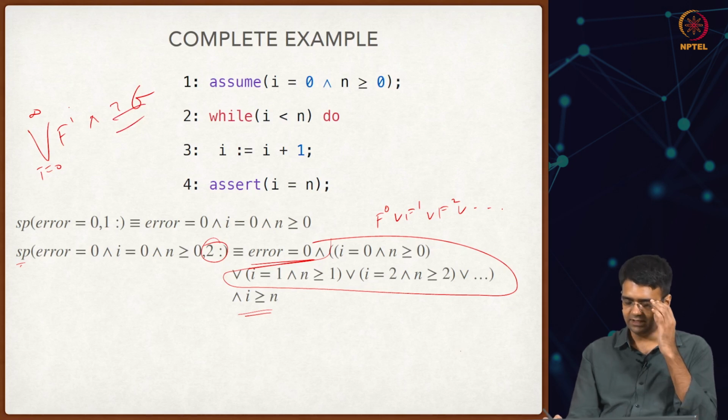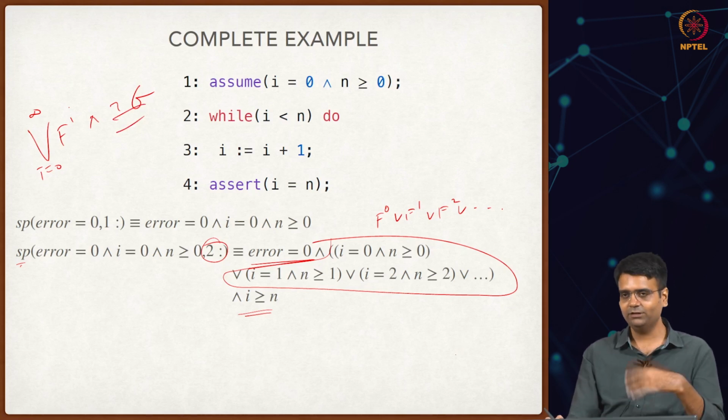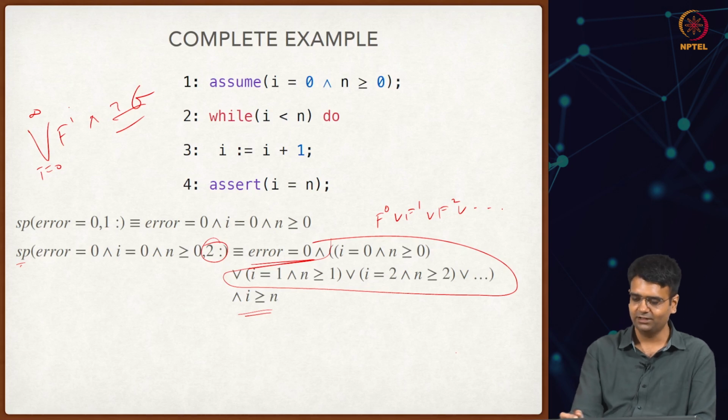Okay. And again, if you manually squint at this formula, you will see that there is a pattern here, right. So among all of these infinite disjunctions, there is a pattern, which is that i is equal to 0 and n is greater than or equal to 0. From this I can see that the value of n is actually greater than or equal to i. Similarly, this is true for every other state as well, right. So i is equal to 1 and n is greater than or equal to 1, i is equal to 2 and n is greater than or equal to 2 and so on. So in each of these formulas, the value of n is actually greater than or equal to i.